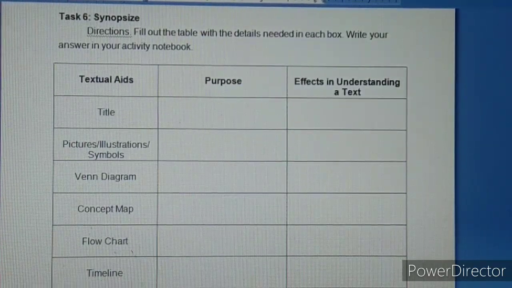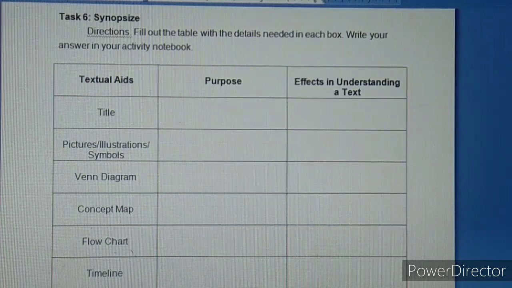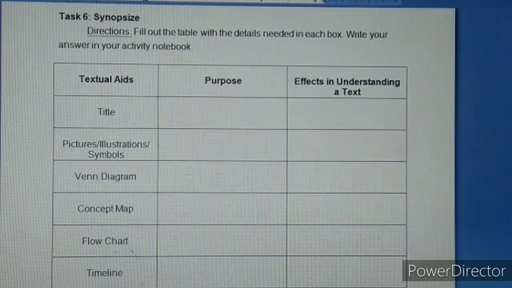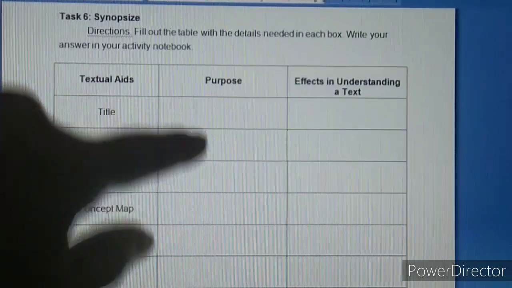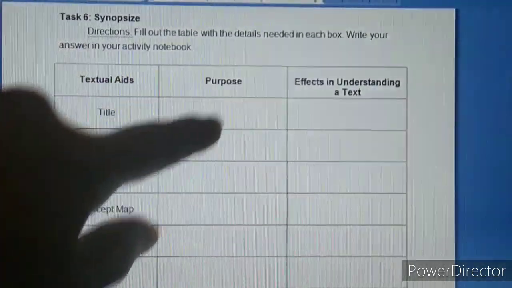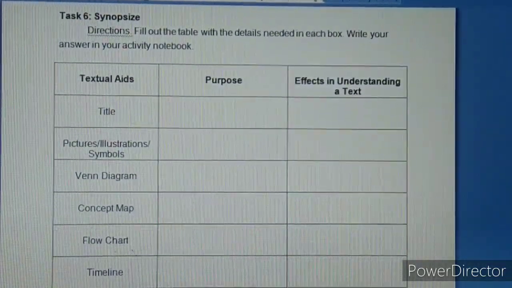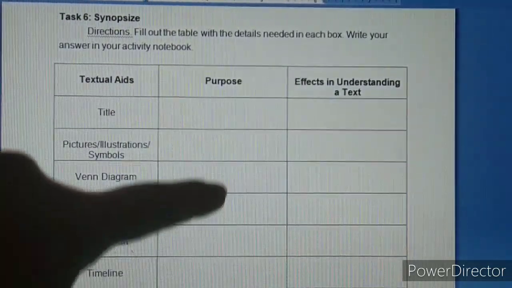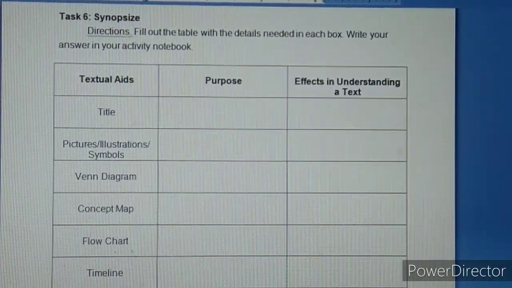Now let's move on to task 6, synopsize. Here are the directions. Fill out the table with the details needed in each box. Write your answer in your answer sheet. You can get the answers from the lesson that we had previously. From the previous lesson, you can get your answers there, and you are going to fill this table out. So that's it for task 6.